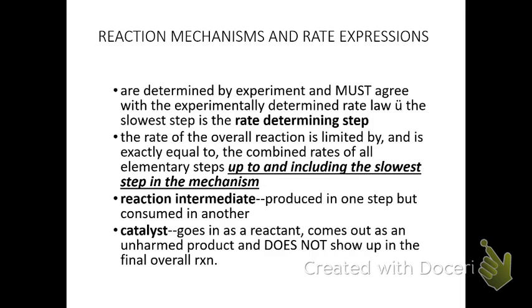The overall reaction is limited by and is exactly equal to the combined rates of all of the steps up to the slowest step. And of course, reaction intermediates are produced in one step and consumed in another. Catalysts will go in as a reactant and come out as a product. Sometimes catalysts will show up in your rate laws. Not very often, but they can. Your notes in a minute are going to say that they don't, and I need you to add in there that they usually don't, but they can. I think I've seen it happen one time, though, in all my years.